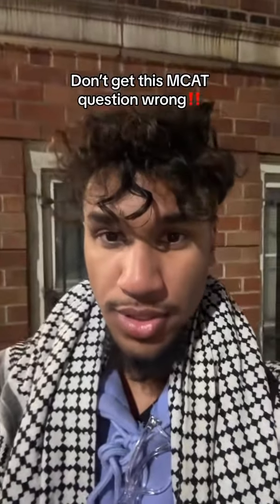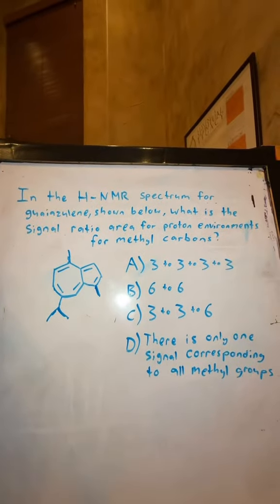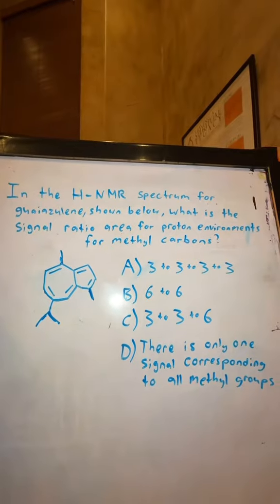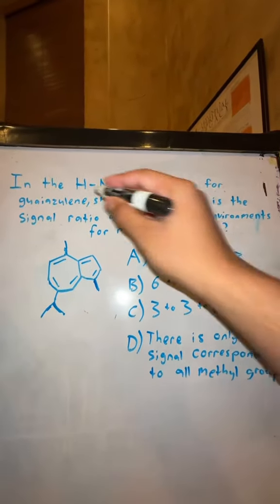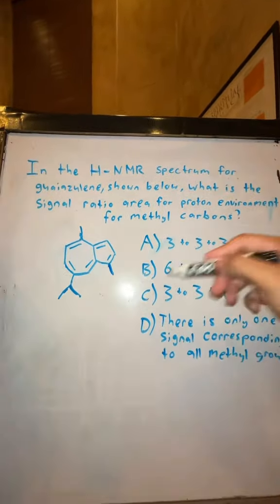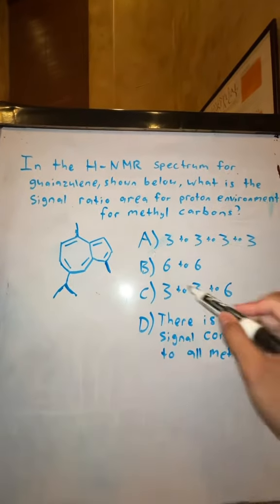Don't get this MCAT question wrong. In the H NMR spectrum for the molecule shown below, what is the signal area ratio for proton environments for methyl carbons? So basically, H NMR in general will show all the peaks for all the different hydrogens, but this is specifically asking for methyl carbons. So we have to identify our methyl carbons, right?